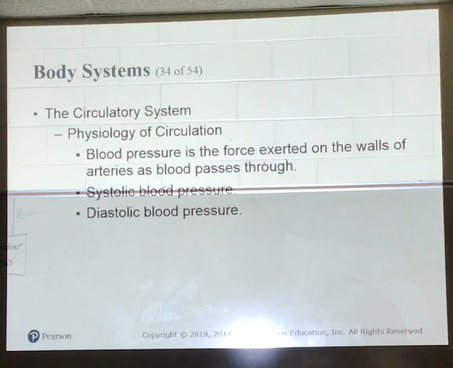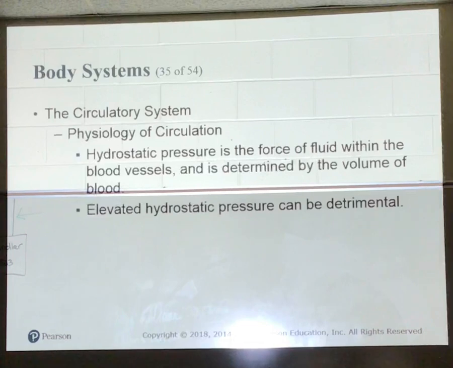Okay? The systolic blood pressure is what we're really, really worried about at this point. Okay? If your systolic blood pressure is below 90, what are you considered? Hypotensive. Another type of pressure found inside the vessel is hydrostatic pressure.